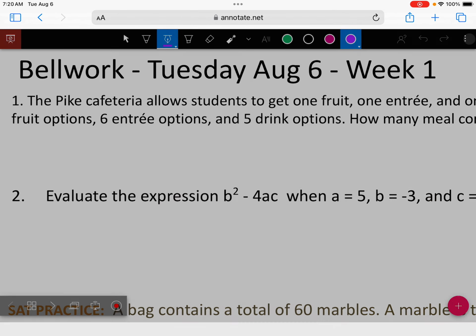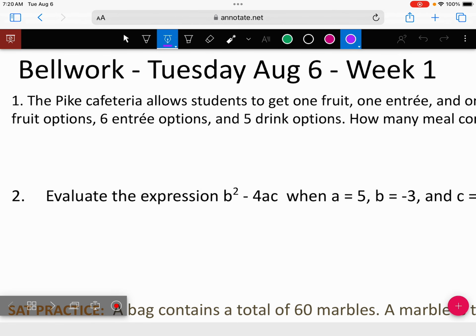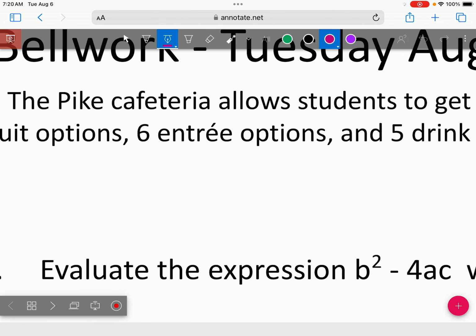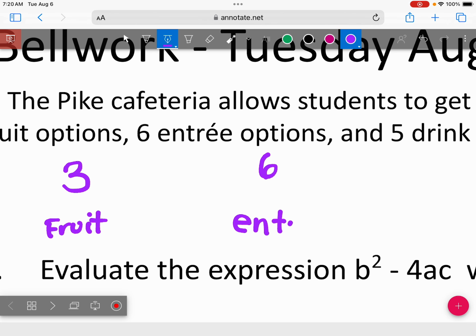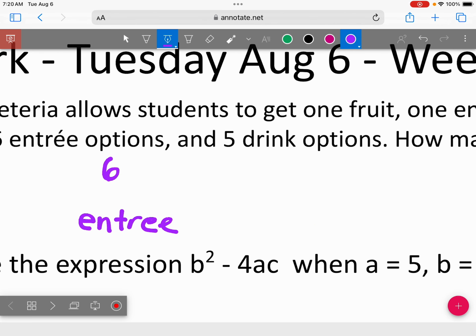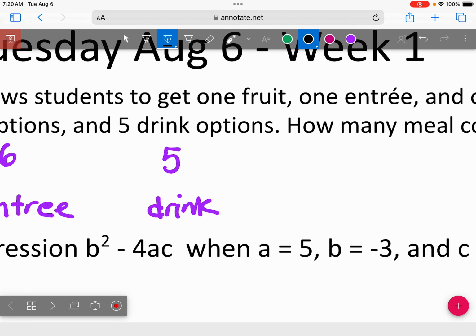So, oops, sorry, that's going to zoom in. I'll fix that. I have to zoom it in to write somewhat decently, but you guys don't need to follow my brain. So if we have 3 fruit options and 6 entrees and 5 drinks, I just tended to write it like this. We can keep track. How many different meals can we make?